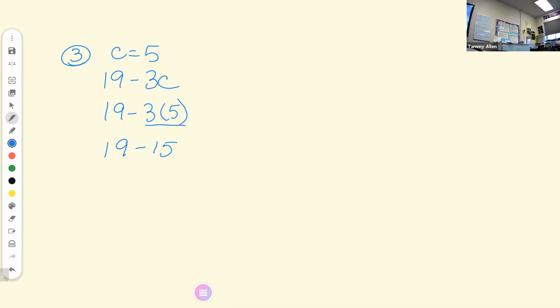We rewrite the expression now, simplifying everything that we can. 19 times 15 is 4. Okay? Or what did I say? Plus? Oh, whoops, minus, sorry. 19 minus 15 is 4.